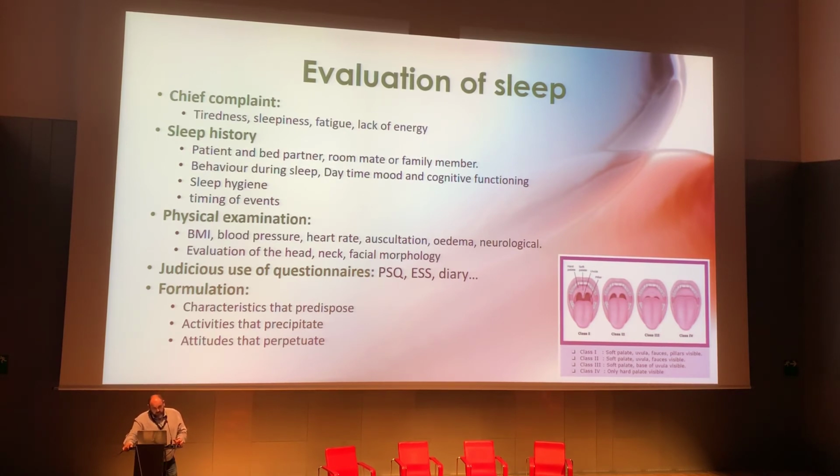And then we need to formulate, and we need to find characteristics that predispose. In this case, it would be tracheomalacia or problems with the palate. Activities that precipitate, that could be having a coffee at 7 o'clock in the evening. And attitudes that perpetuate. If a person is anxious, then they will get more anxious about not falling asleep. They will start thinking about it, and that in return will complicate all the process of falling asleep.